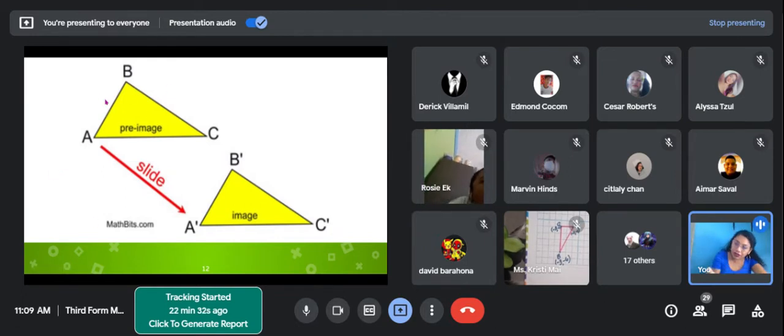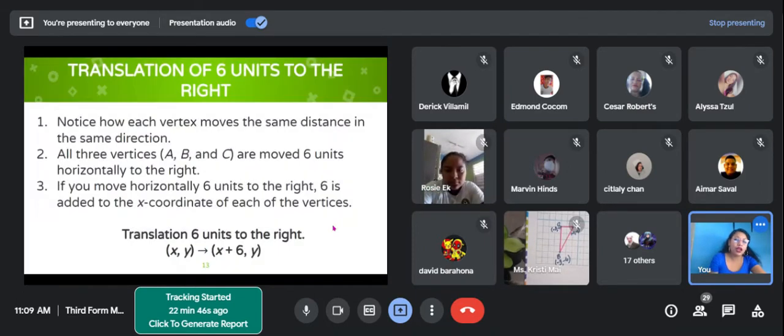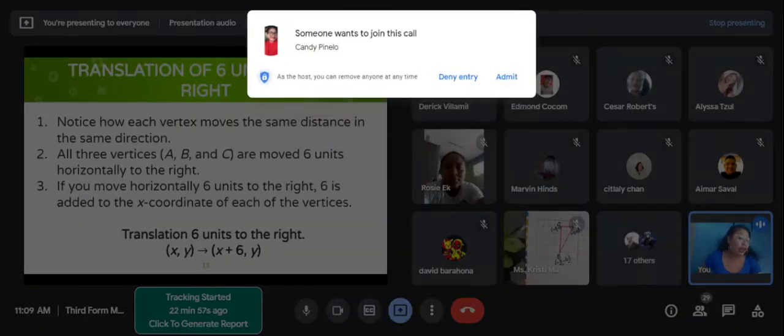So if you can take a look, you have the original image, the pre-image, and then you have the new image. And the labeling is very important. If the original image is ABC, the new image is going to be A prime, B prime, C prime. Now, an example. We're going to work with learning activity 1 right now. So as I mentioned at the beginning, you need graph sheet right now with you. All right?